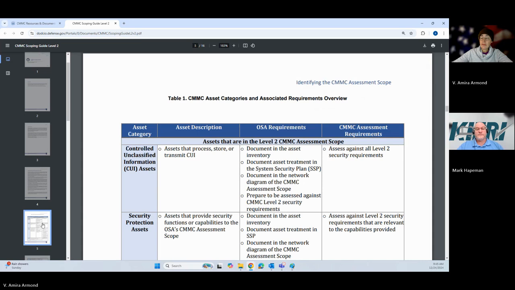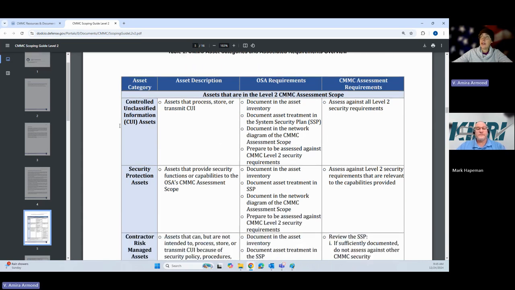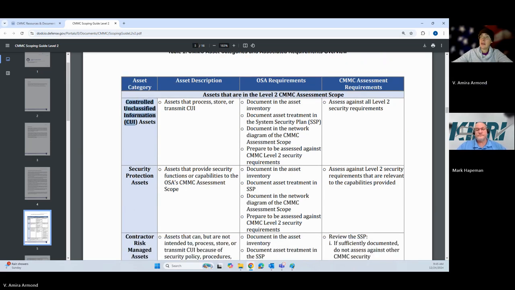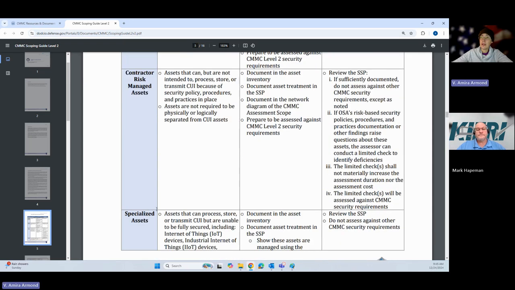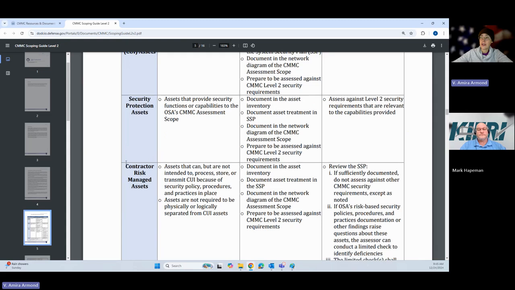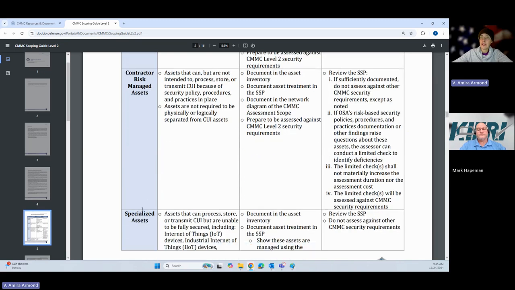In this scoping guide, we break out in-scope assets, the ones that need to be secured or assessed in some way, into 4 different groups. So we have CUI assets, security protection assets, contractor risk managed assets, and specialized assets. And stuff that doesn't fit into these groups are considered out of scope, and you don't need to do security for them.